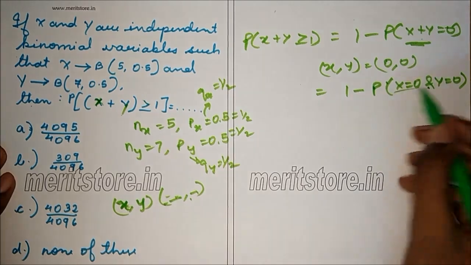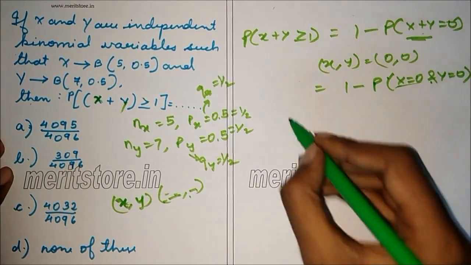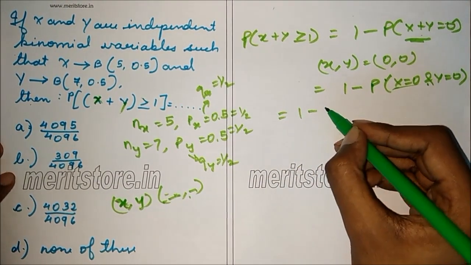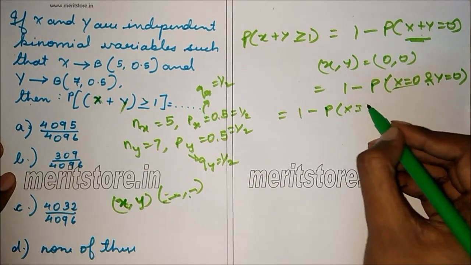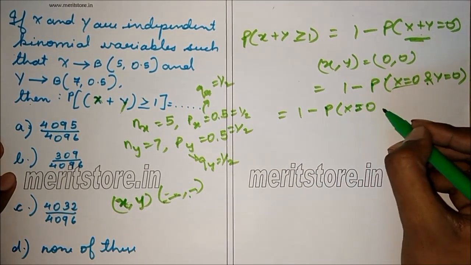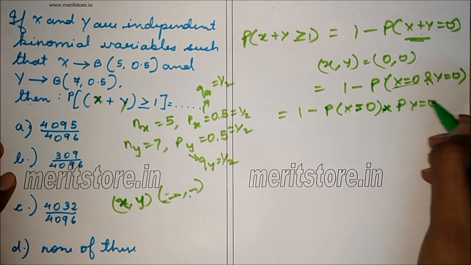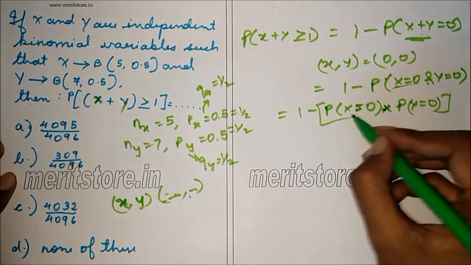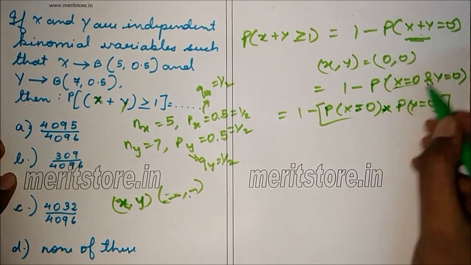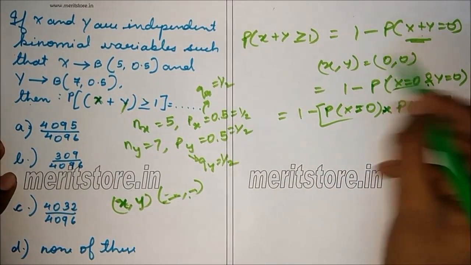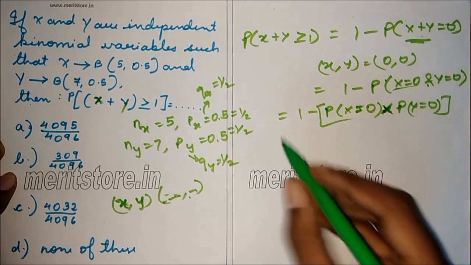So we can apply the formula. So we can say 1 minus P of x equals 0 into P of y equals 0. Since they are simultaneous conditions, both should be occurring simultaneously. That is, both should be 0. So we are using multiplication.